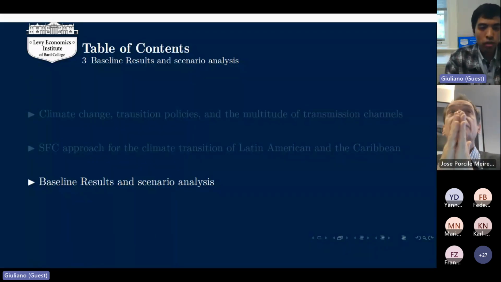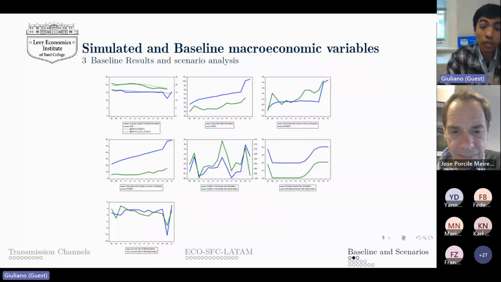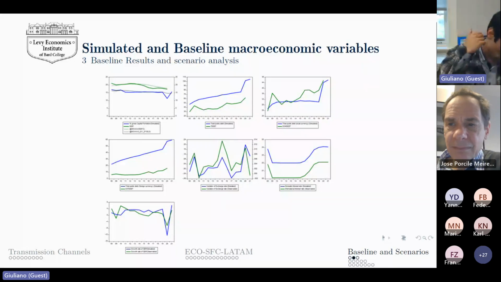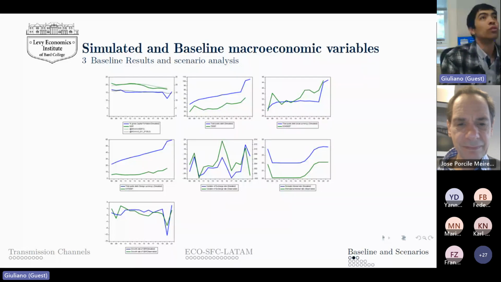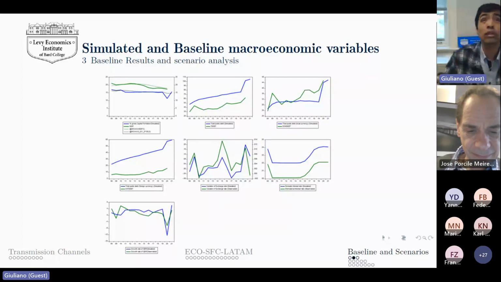Okay, so very briefly, since I'm not doing well in terms of timing, I will go through some of the baseline results. So ours is sort of a mixed model. It's not fully calibrated.